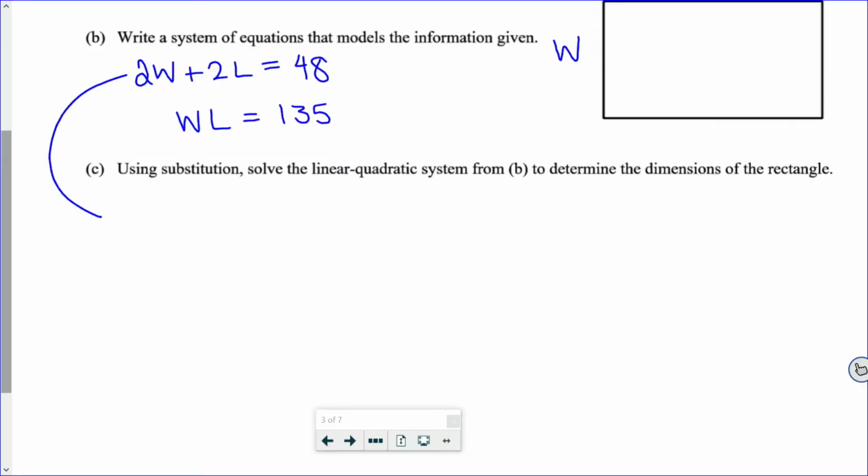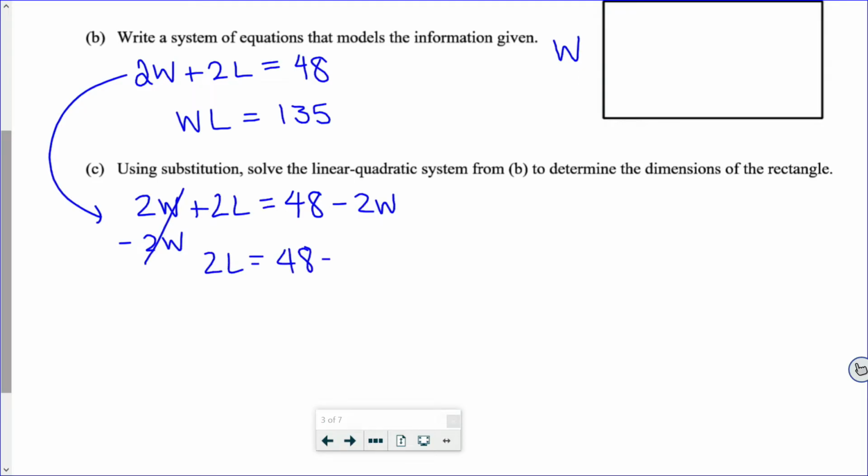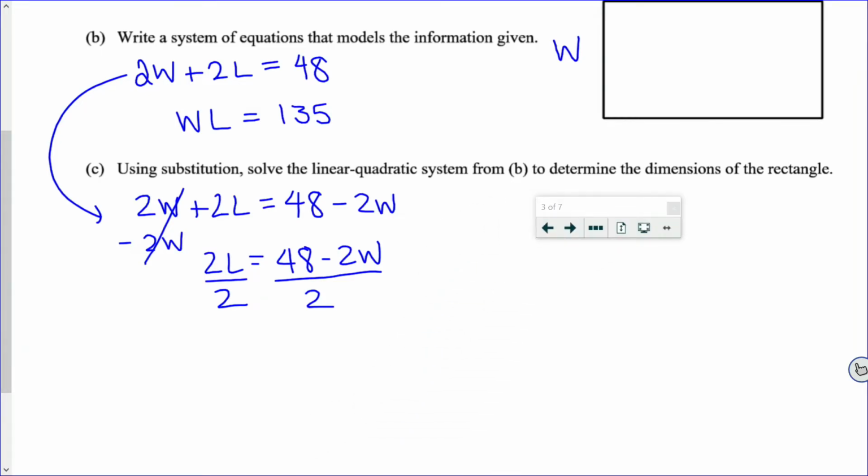I'm going to take this thing down here. All right, and I think what I'm going to do is solve it for L. So I'm going to subtract a 2W from both sides. Okay, and that's going to give me 2L is equal to 48 minus 2W. Now again, my purpose in doing this, I want to be very clear, is so that I can eventually substitute my result into that area equation.